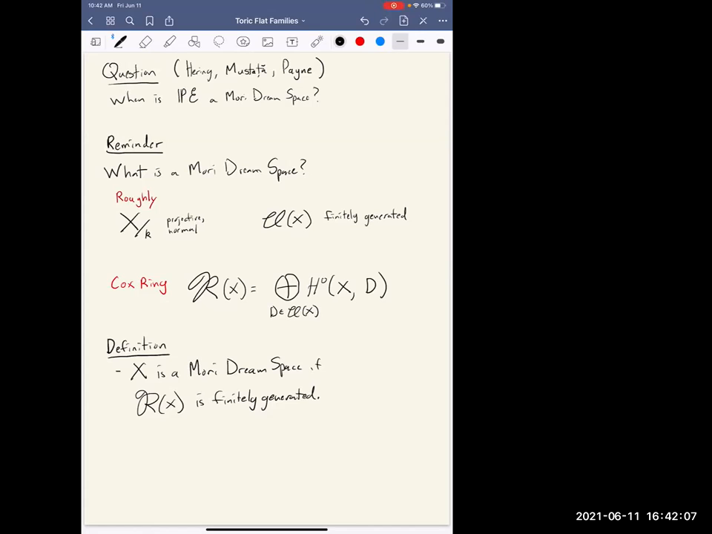So these were defined by Hu and Keel, with an eye towards the Mori program. But they also have since found applications in other topics like arithmetic geometry.